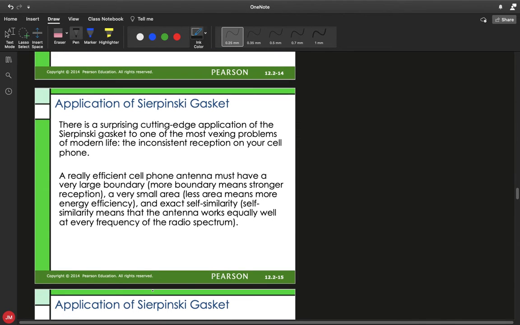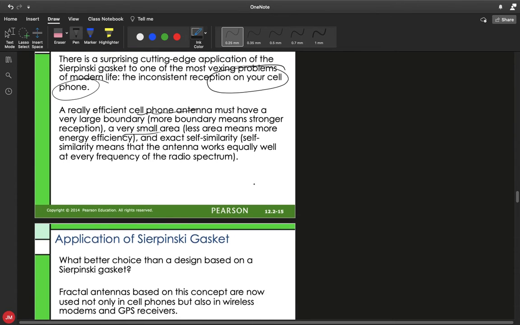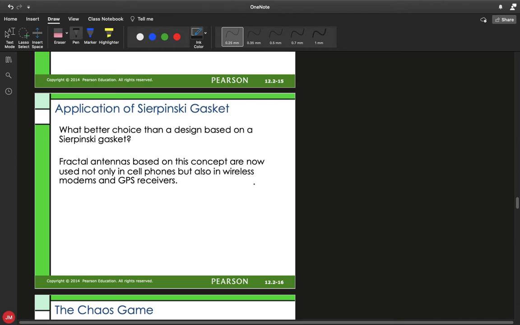Well, one actually kind of surprising example is that the Sierpinski gasket can be used to look at cell reception on your cell phone. In fact, a cell phone antenna that's efficient needs to have a large boundary, just like the Sierpinski gasket, and a very small area, because a smaller area means more energy efficiency. It also needs to have exact self-similarity, that way it works equally well at every frequency of the spectrum. And so, not surprisingly enough, the Sierpinski gasket is used as a model for that. In fact, not only in antennas, but it is also now used in most cell phones as well, as in wireless modems, GPS receivers, and so on.